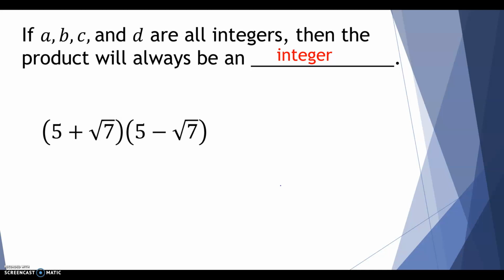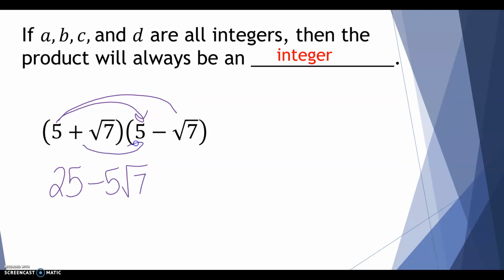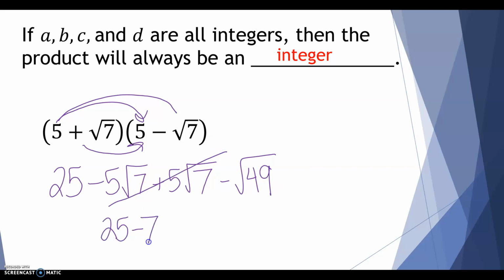So we can actually just do this one. 5 times 5 would be 25. So it would be negative 5 radical 7. This one would be positive 5 radical 7. This one would be negative radical 49. Those would cancel. 25 minus 7 would be a whopping 18.